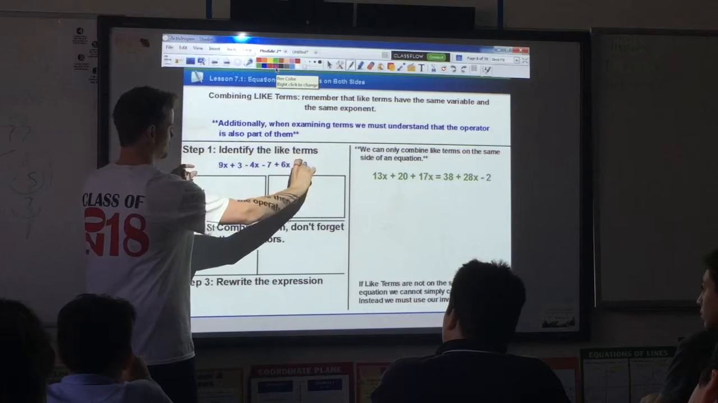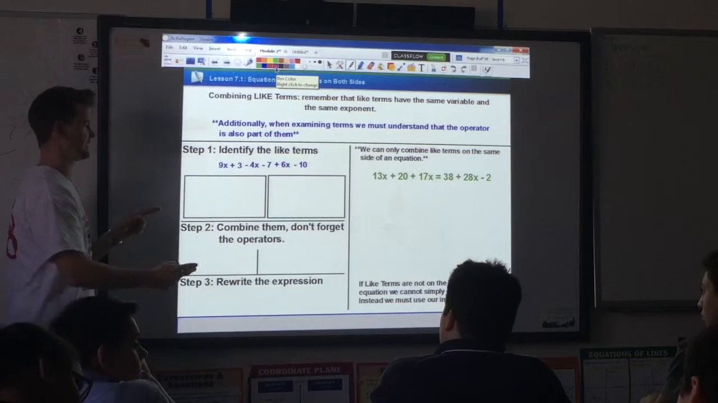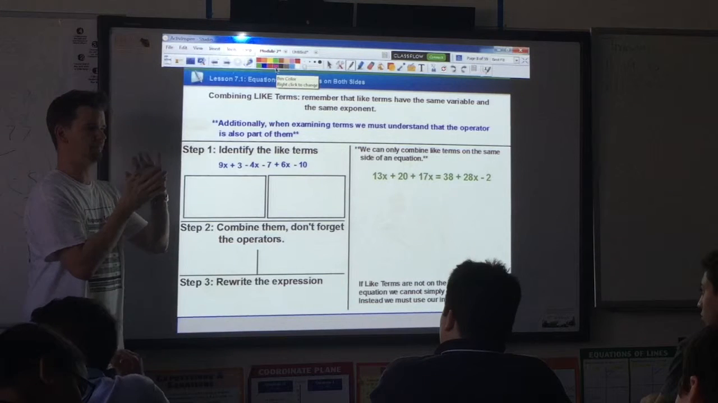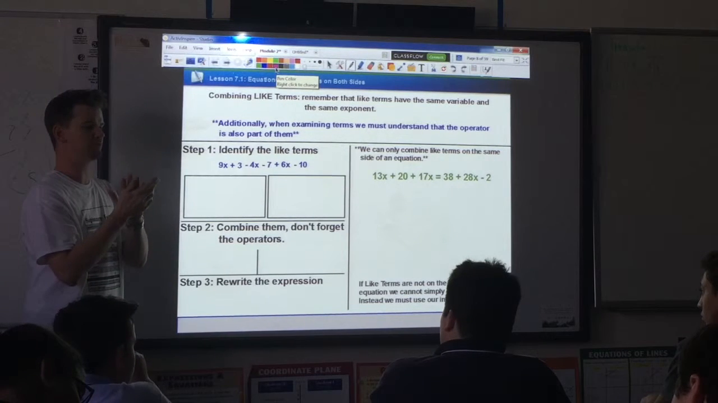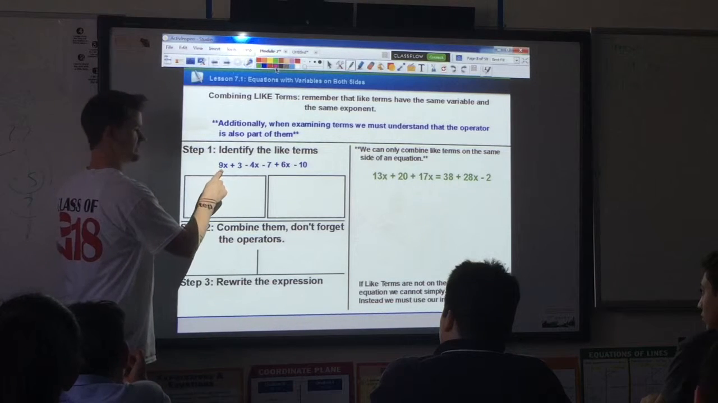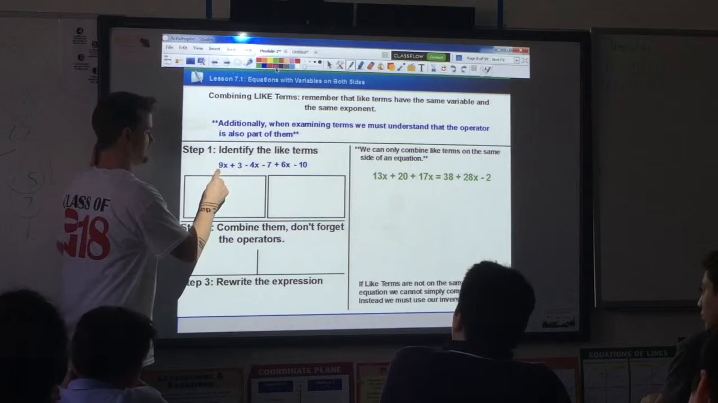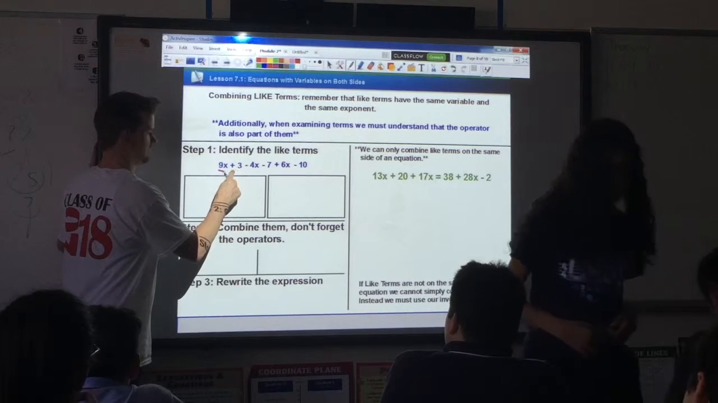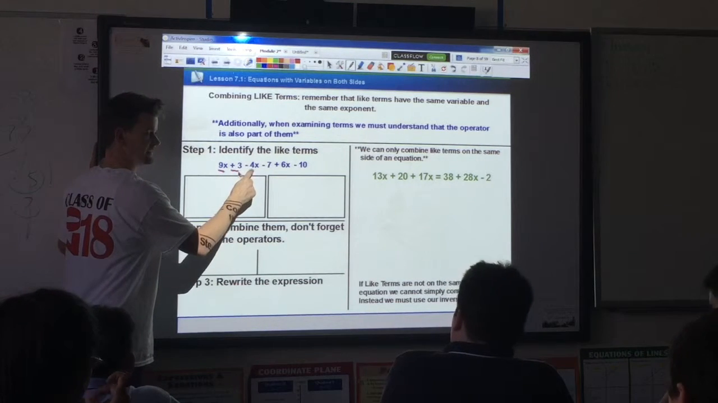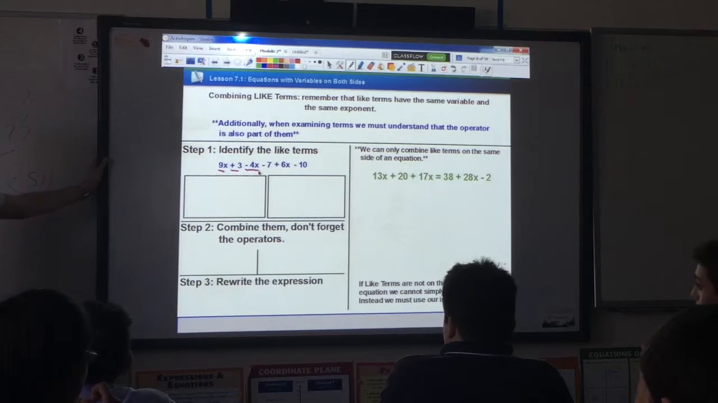If I want to combine these terms, I have to go in and identify all of my terms. Working from left to right, tell me what these terms are. What is this term? Positive 9x. Positive 3. Negative 4x. Everyone should be saying this, because if not, it's not building in your brain.